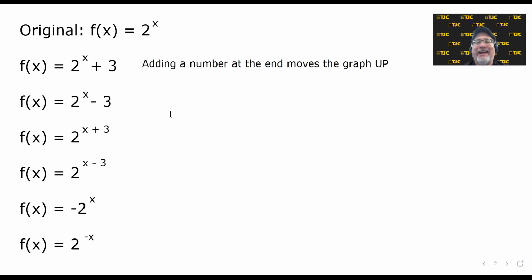Now, what do you think subtracting a number at the end will do? Well, again, the output is the y value. And this function says, before I give you your y value, I'm going to lower it by 3. So what do you think that will do to the graph?